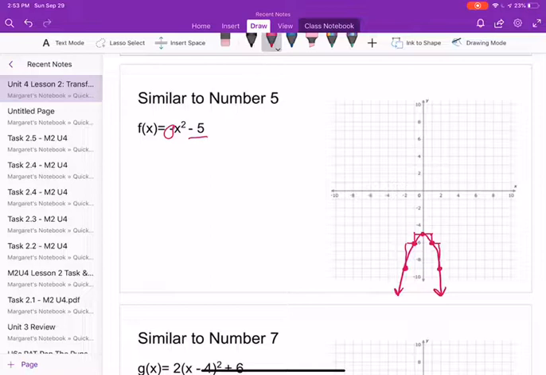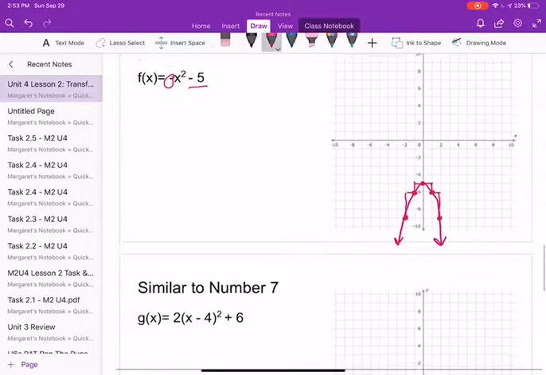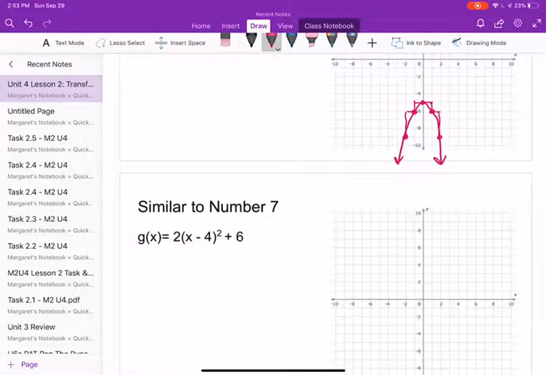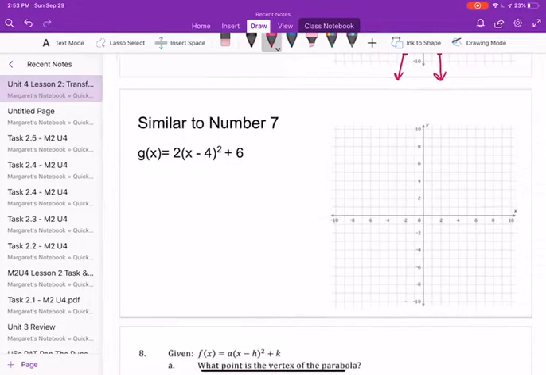looks like this. You can go plug this equation into Desmos and confirm that, but you want to make sure that you're graphing without technology first. I'm going to go ahead and skip to number 7 because number 6 is similar to number 7 and number 5 combined. So in number 7, we see that they have something in all the places.